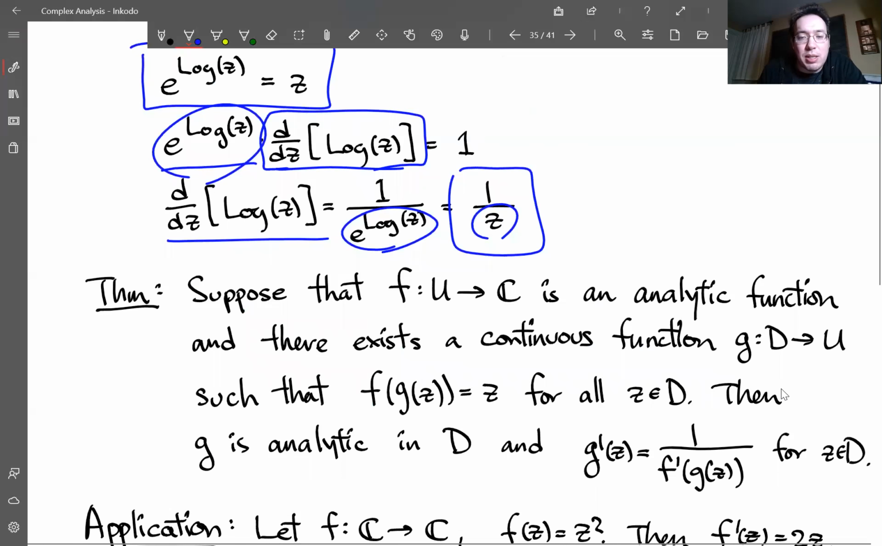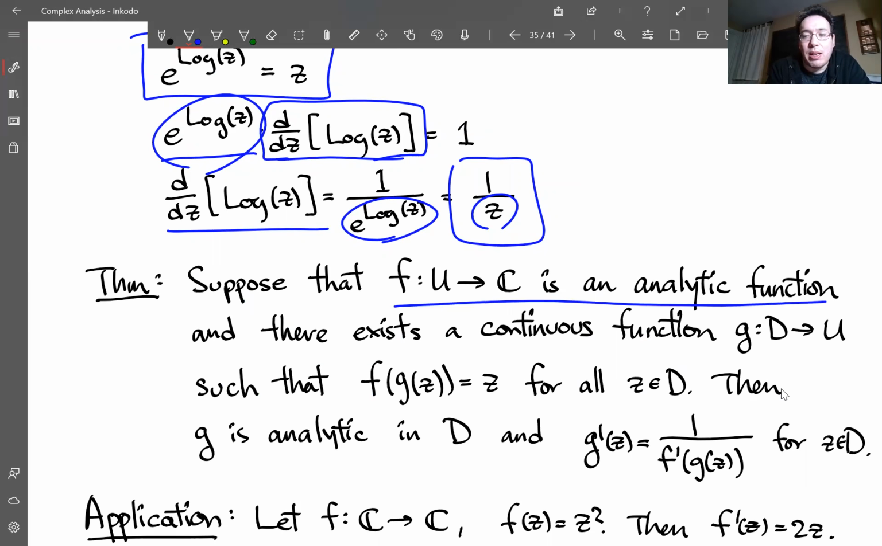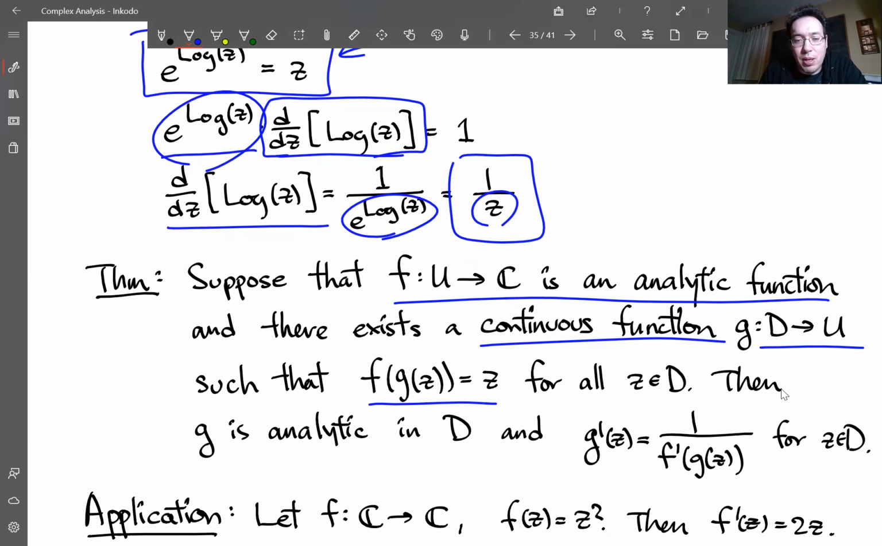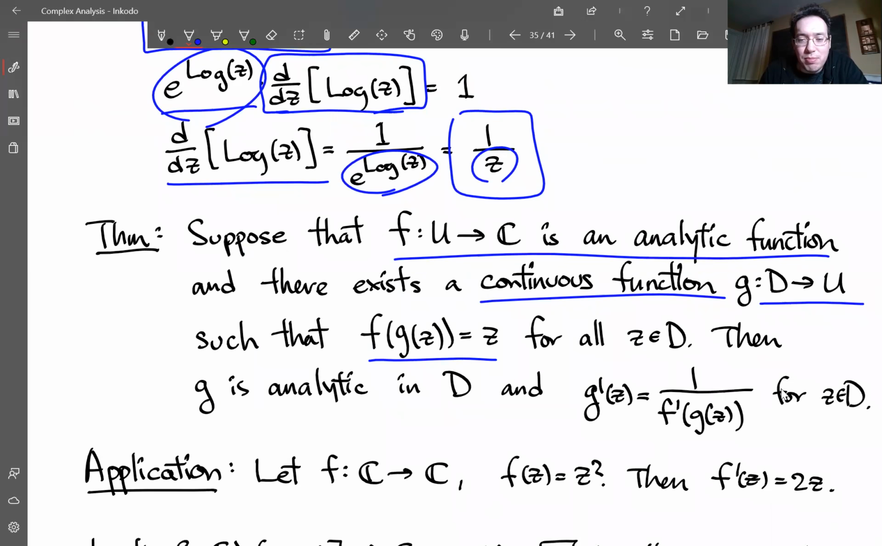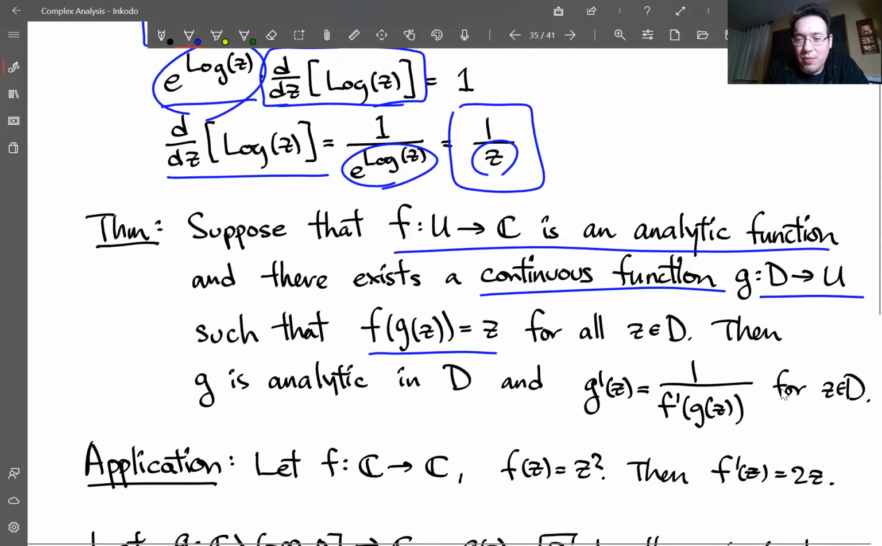So here's a tool, a theorem. Suppose that we have an analytic function f, and we also know that the inverse g is continuous in such a way that f of g of z is equal to z. That's like the situation where f is the exponential function and g is the log function here. We could take the derivative, use the chain rule, and then solve for the derivative of the inverse.